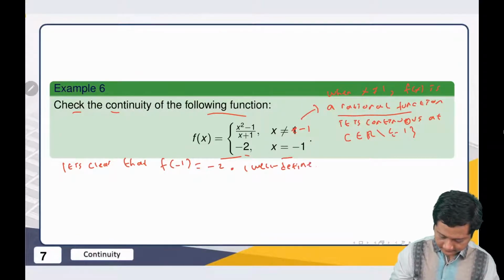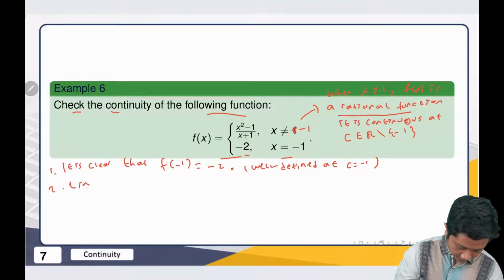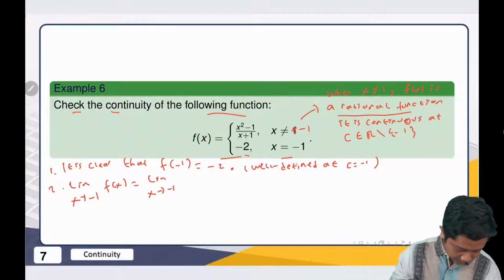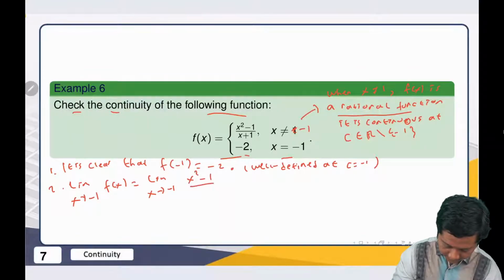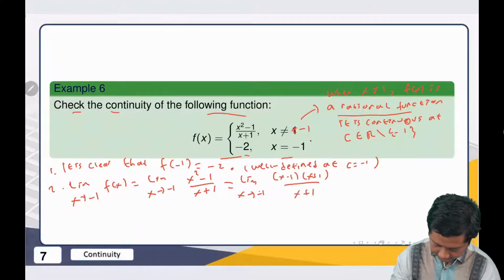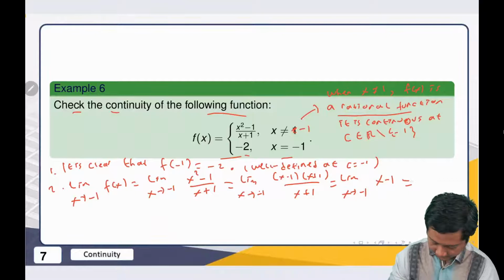Find f at c equal to minus 1. Then the second thing, we check the limit. The limit as x approaches minus 1 of f(x) is equal to the limit as x approaches minus 1 of (x squared minus 1) over (x plus 1). That means we have (x minus 1) times (x plus 1) over (x plus 1), then cancel out. Then we have the limit as x approaches minus 1 of x minus 1. What is this? We have minus 2.